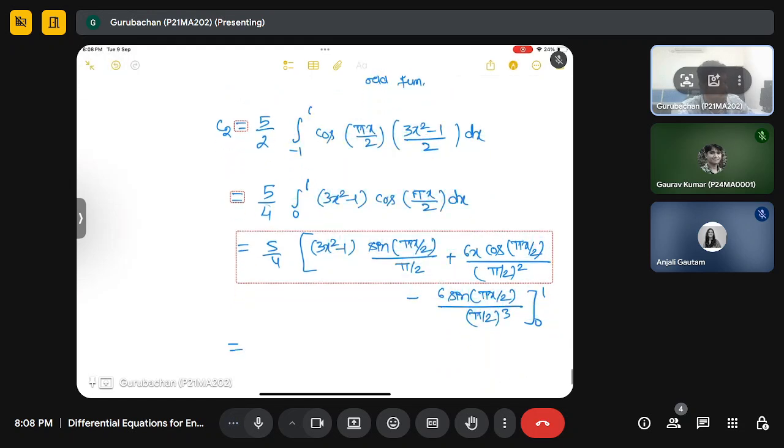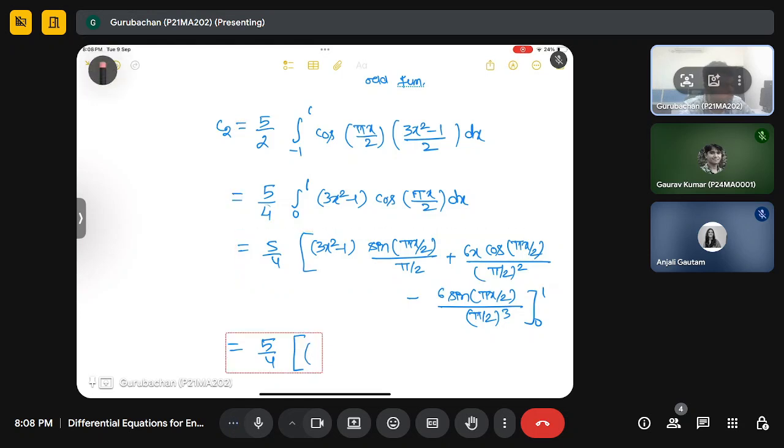So from here we need to calculate this value. So 5/4, if you substitute 1, sin(π/2)... we don't need to write this one. Cos(π/2) is 0, sin(π/2) is 1, my bad. So if you substitute 1, this will give you 2, and here the denominator already has π/2. So this will be 4/π plus 0 with negative sign.